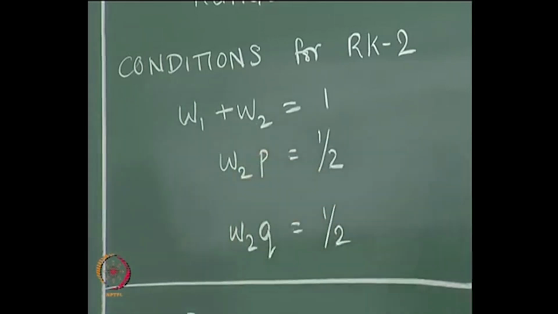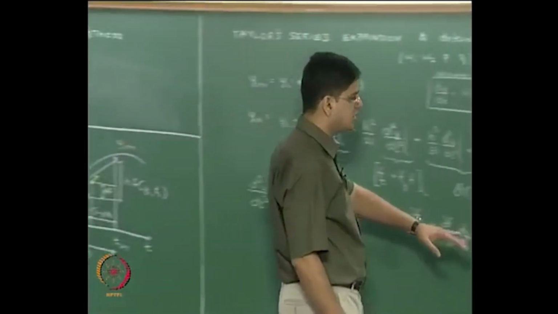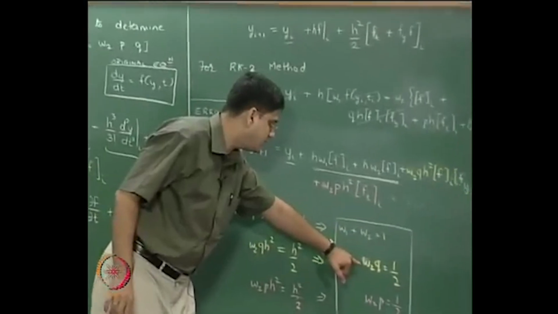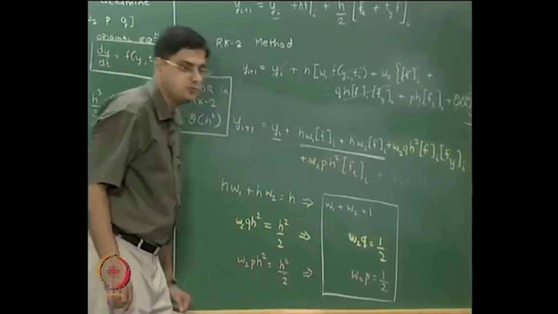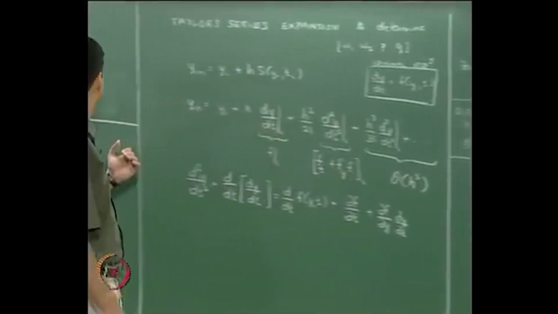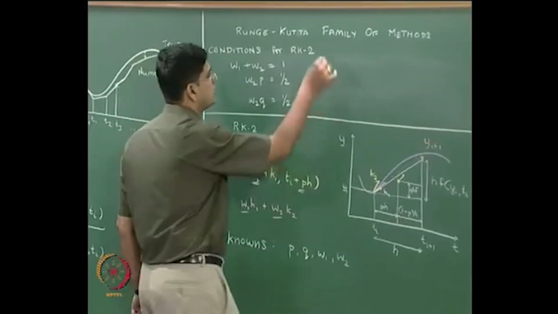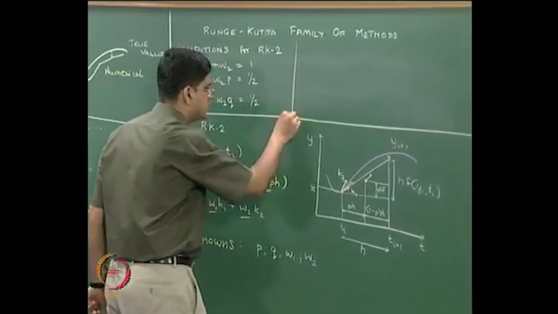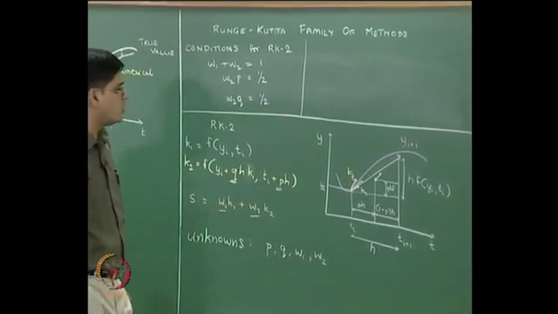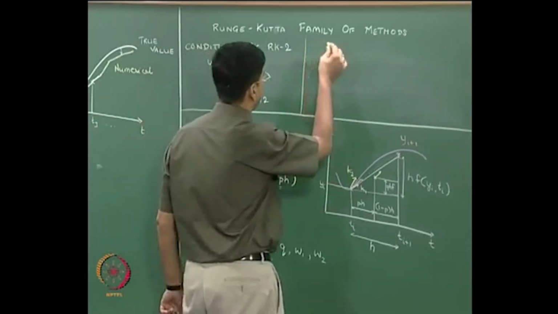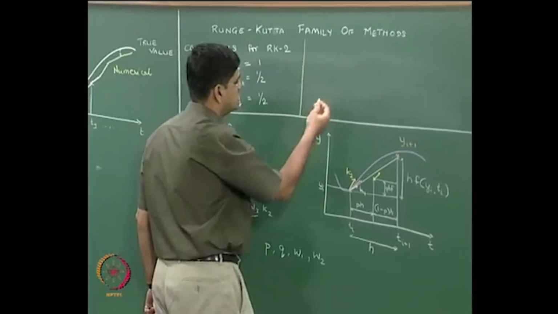Okay. So what I have done is all these conditions W1 plus W2 equal to 1, W2q equal to half and W2p equal to half, I have written them down over here, and let us look at the various different methods that can come out of this particular scheme.